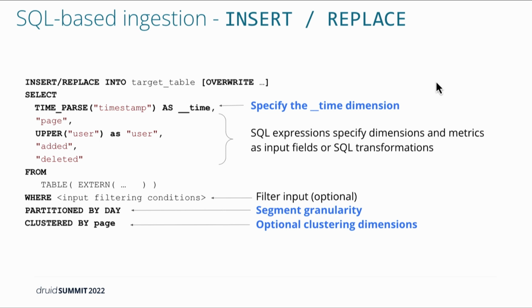We've already talked about the FROM clause and the ability to specify external sources there. You can optionally specify a condition in the WHERE clause to filter the input source and not ingest necessarily all the data. You can ingest a portion of it. And in both INSERT and REPLACE, you will need to specify the PARTITIONED BY clause. This is what defines the primary partitioning on time and how big those time intervals are.